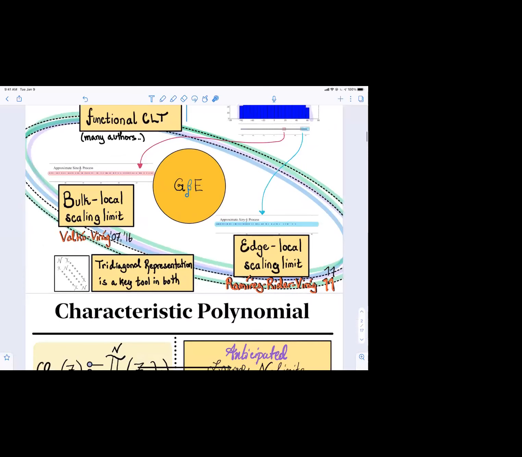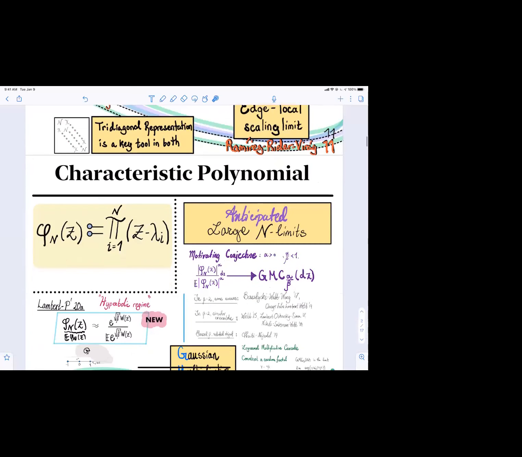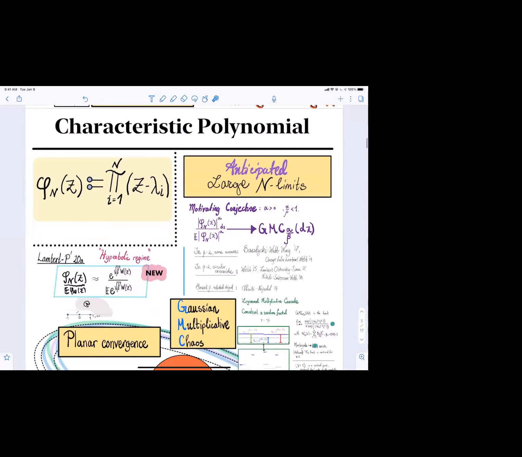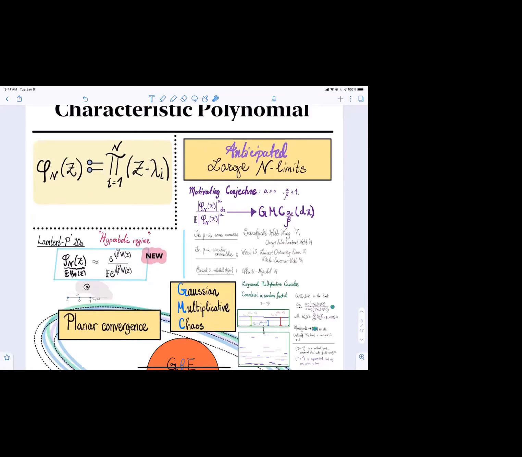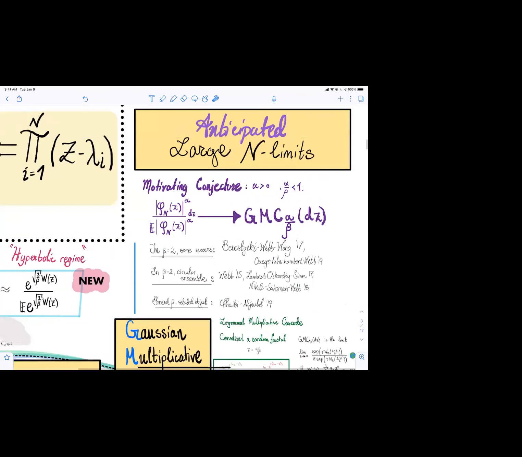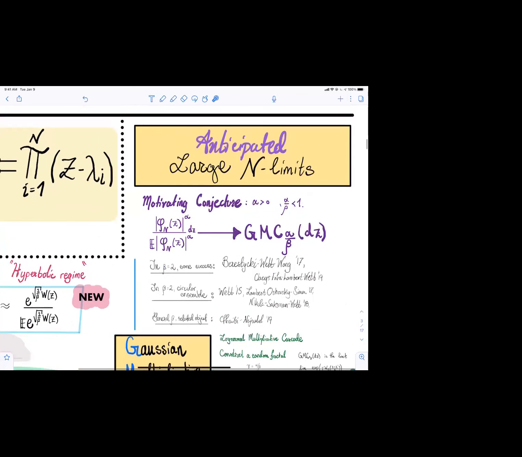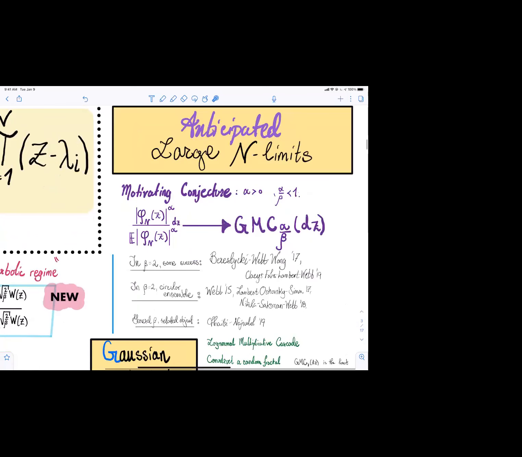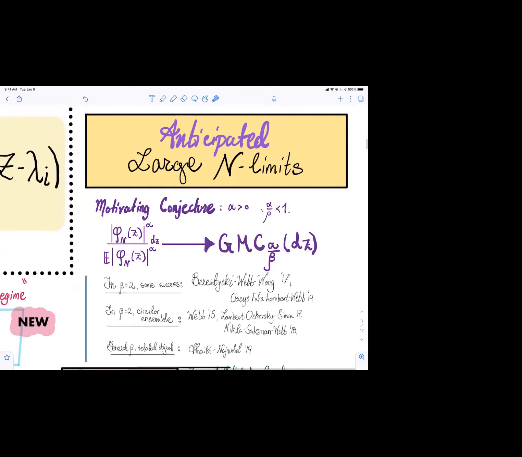The characteristic polynomial, if you had a matrix, would be this object, the product of z minus lambda i over all of the eigenvalues. That's what I'll actually take a limit of today. Why take a limit? Well, there's a large conjecture about this characteristic polynomial, which in some cases has been established. It goes like this.